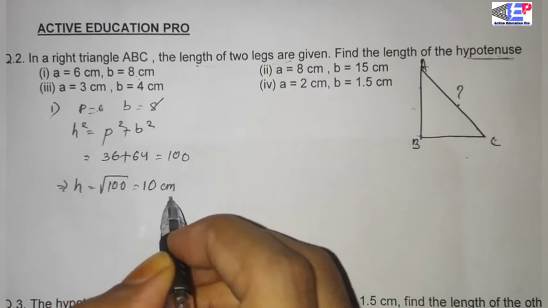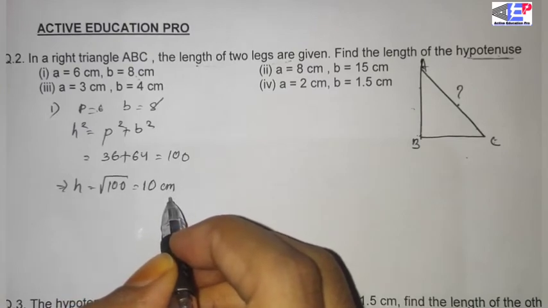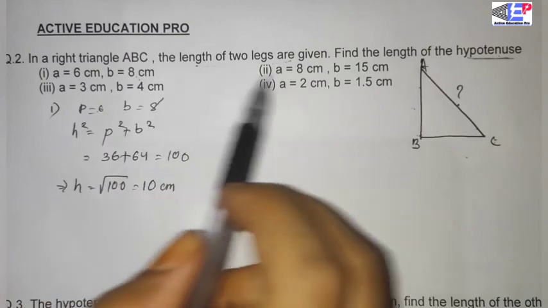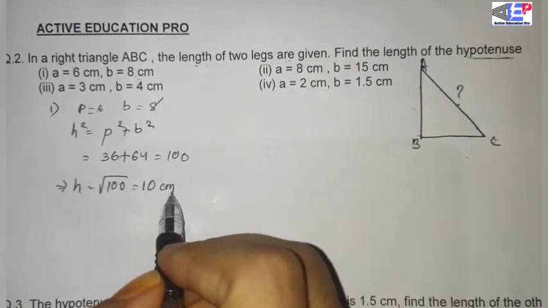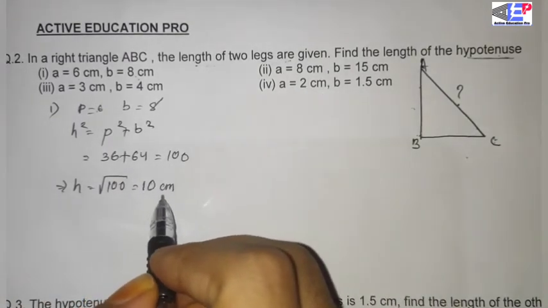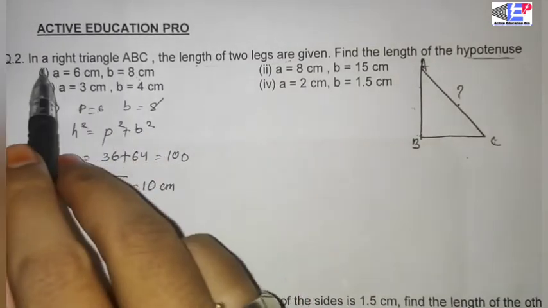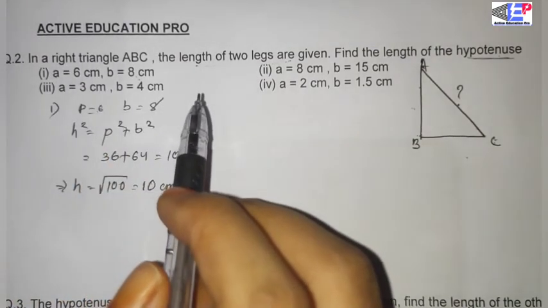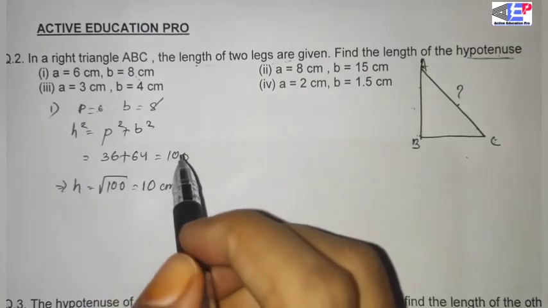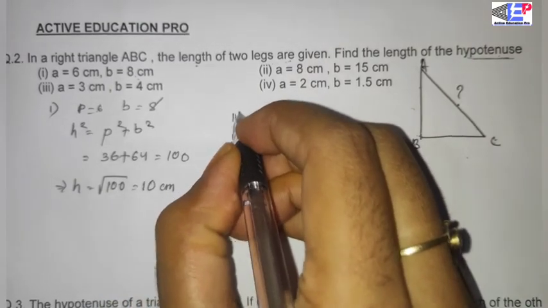Again I repeat, don't forget to write the unit. All the questions are about centimeter, so you have to put centimeter as the unit. H is equal to 10 centimeter for bit 1 of question number 2 of R.D. Sharma 7th class mathematics book. Then next, we proceed to bit number 2.